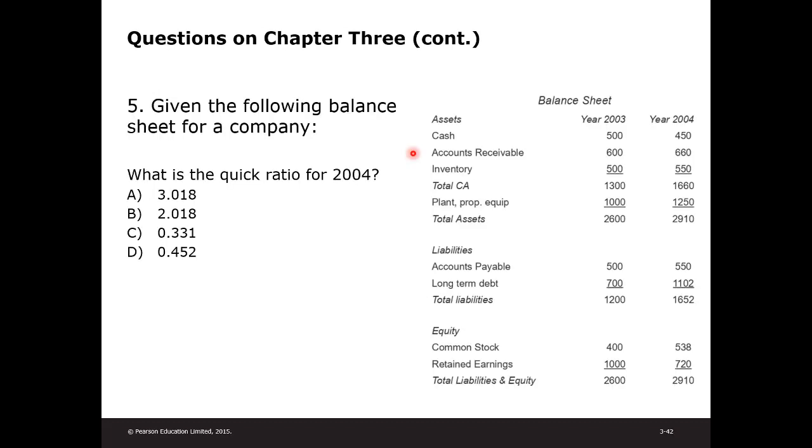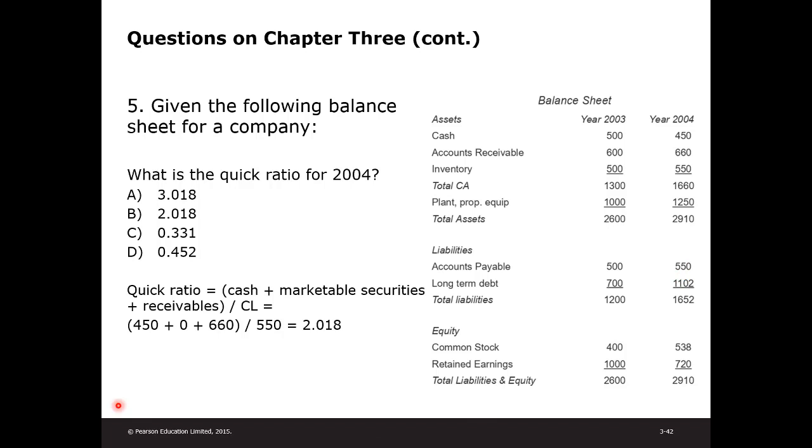So next question. Given the following balance sheet for a company, what is the quick ratio for 2004? So in order to calculate the quick ratio, we need to take the cash and the accounts receivable only, and we will not include the inventory, because the inventory is only included in the current ratio, as we know. Okay. So we will take 450 and 660 and divide them by current liabilities, which in this case will be only the accounts payable, which is the 550. So we will add 450 and 660. We have no marketable securities here, so it will be zero, and divide them by 550, and this will give us 2.018, which is B. So the answer is B.